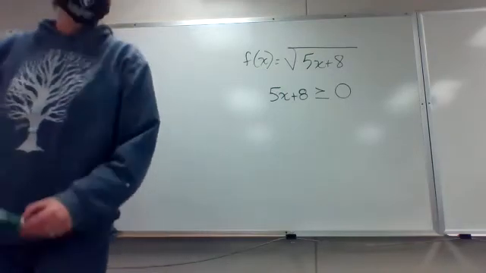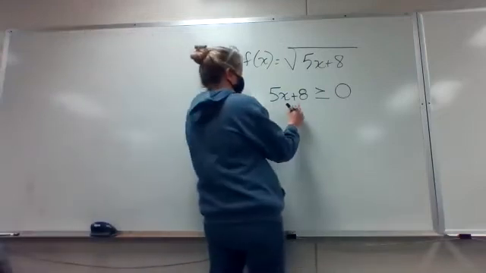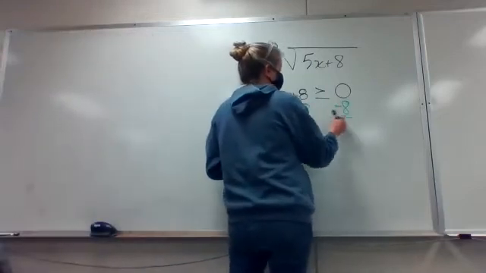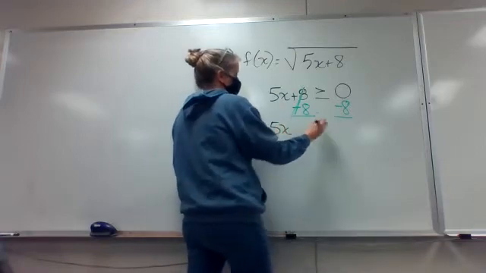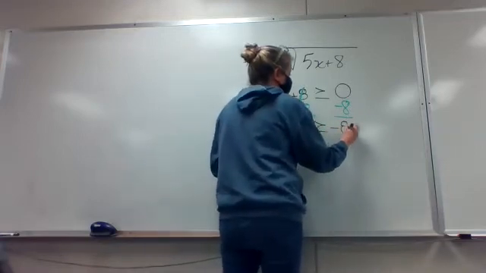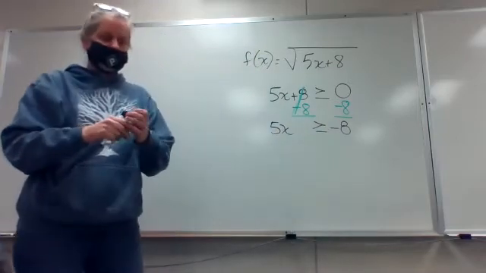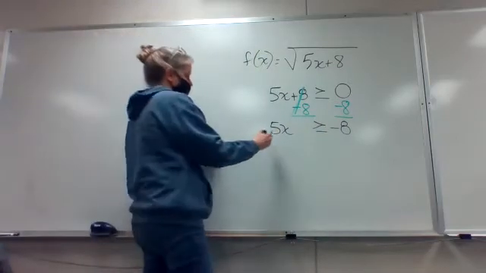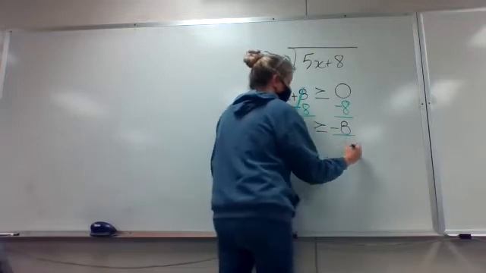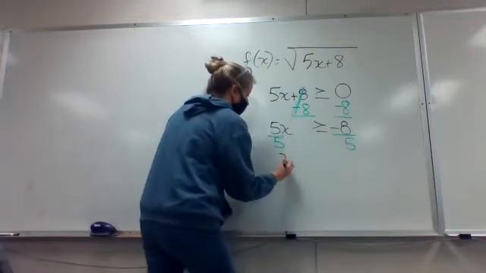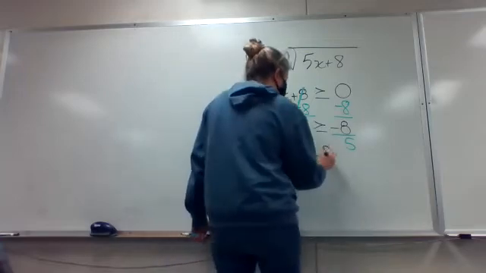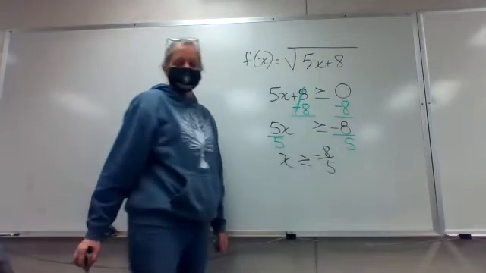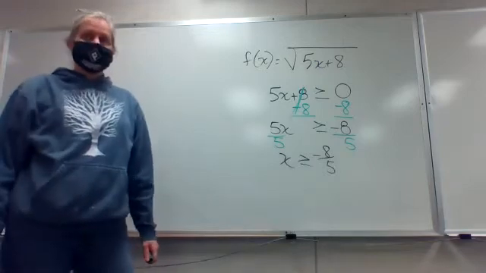Then solve it for x. Isolate your x, which means I would need to subtract 8 from both sides. So 5x needs to be greater than or equal to negative 8. And divide by 5. So your x values are going to have to be greater than or equal to negative 8/5.